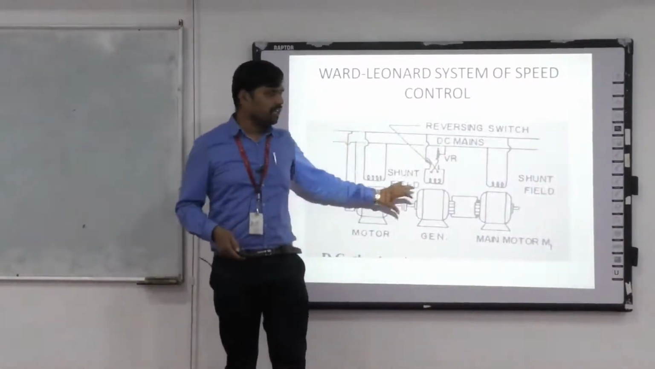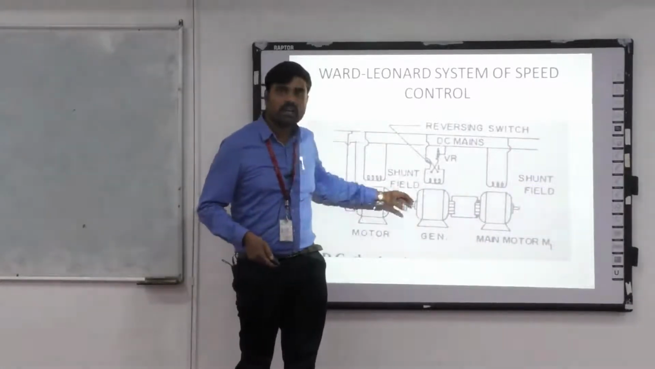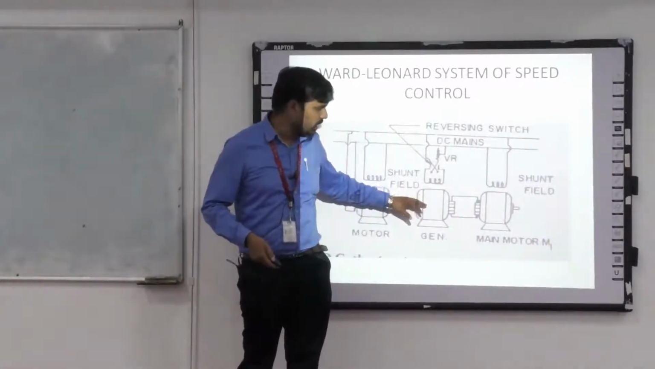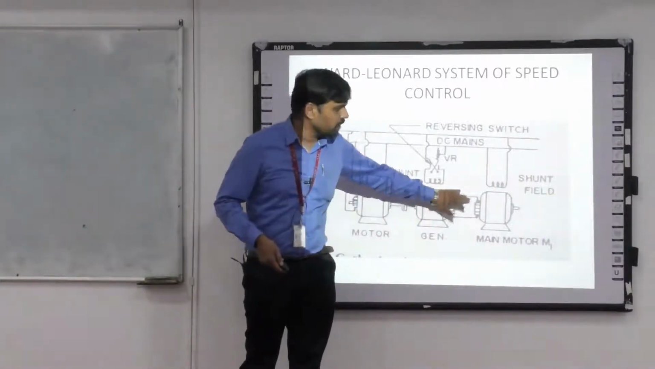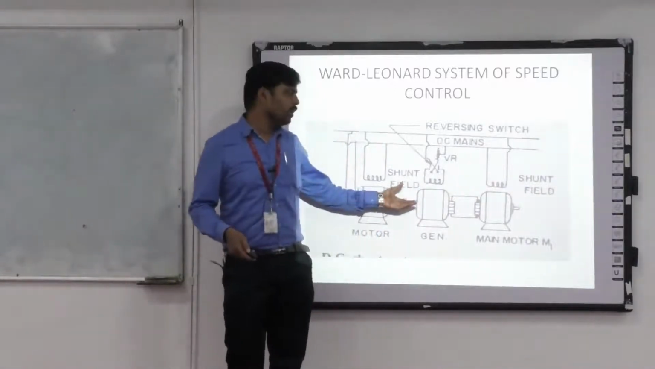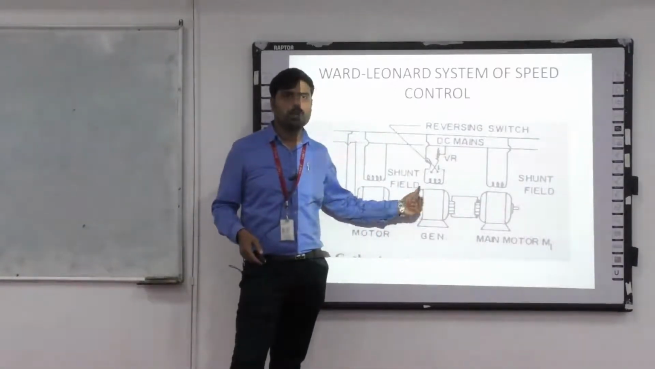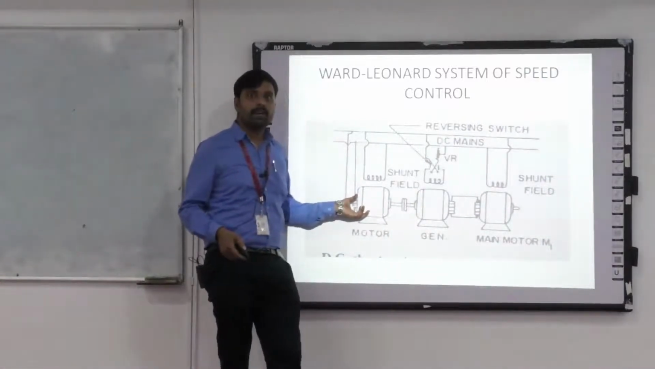What happens in the generator? The mechanical energy depends on the speed of the motor, and correspondingly the torque will be produced. So the input driving torque will be given, and based upon that, the output voltage will be there. We know that the generated voltage Eg is proportional to phi N. Here we know that N is proportional to Eb by phi, right?